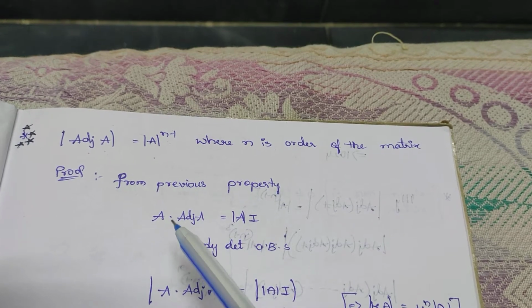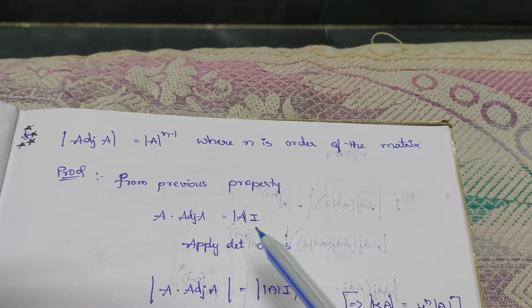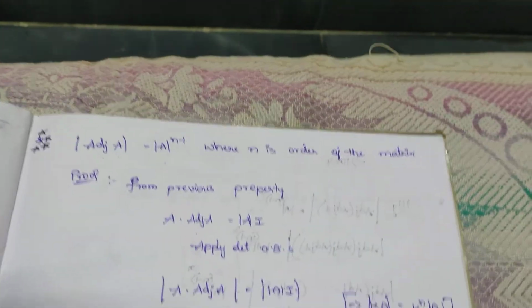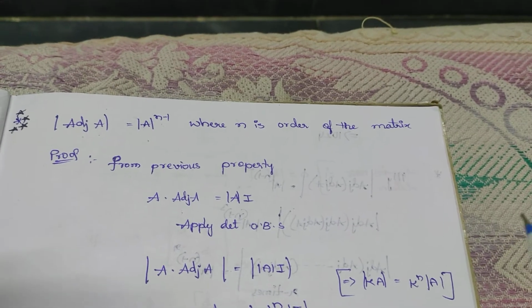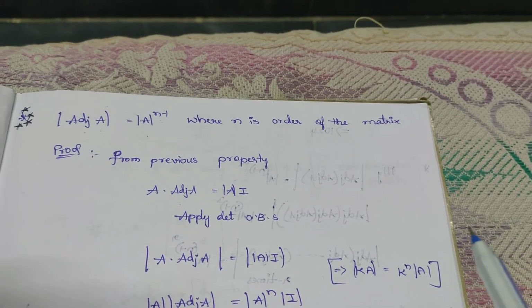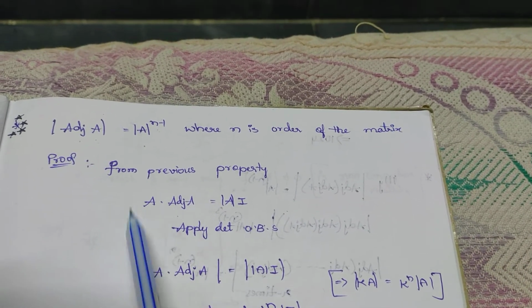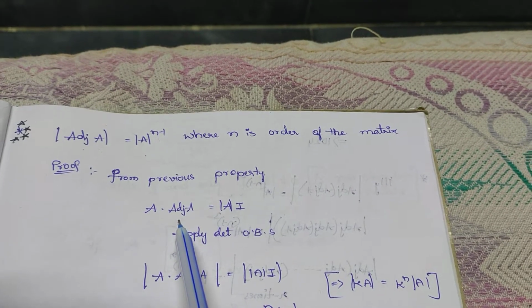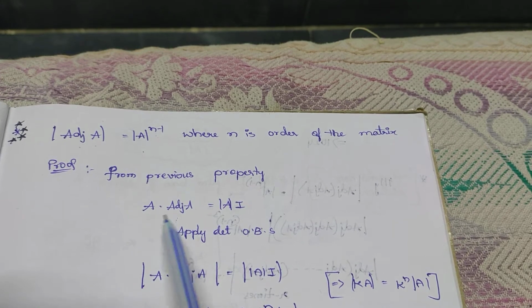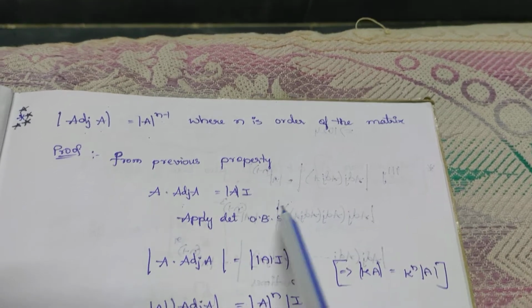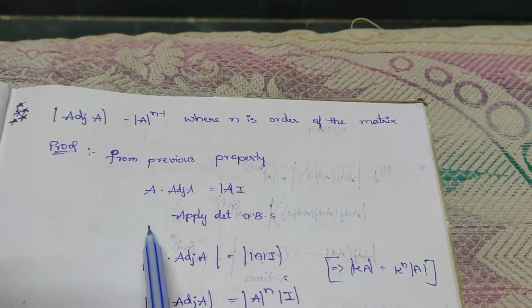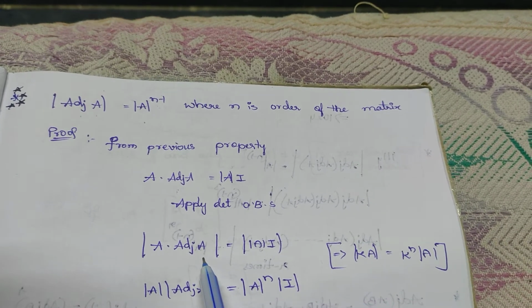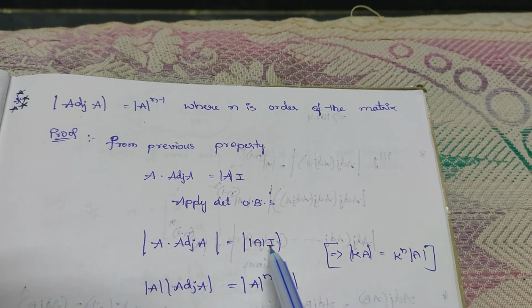What is that? A into adjoint of A is equal to det A into I. A into adjoint of A is equal to det A into I. Apply determinant on both sides, because we want the determinant of adjoint of A. So determinant of A into adjoint of A is equal to determinant of det A into I.